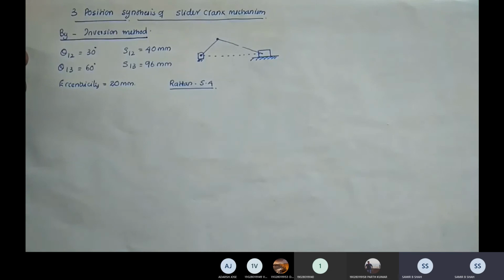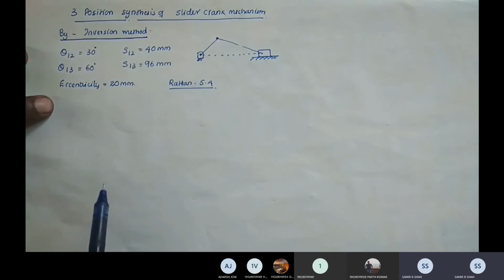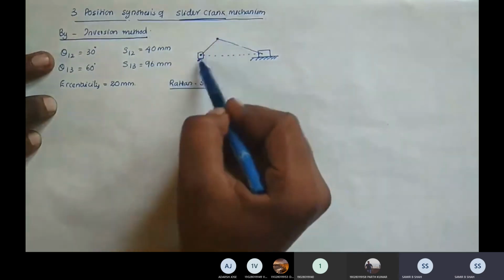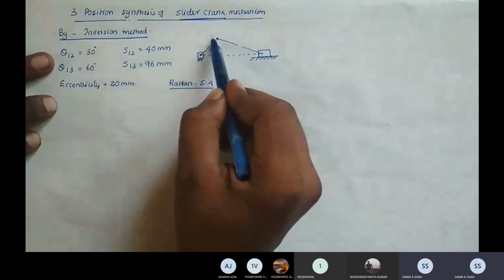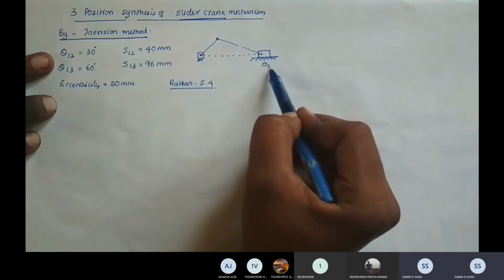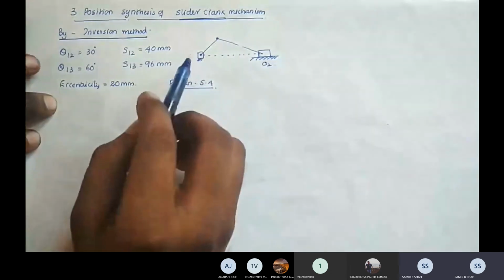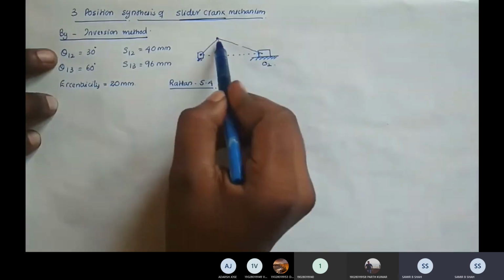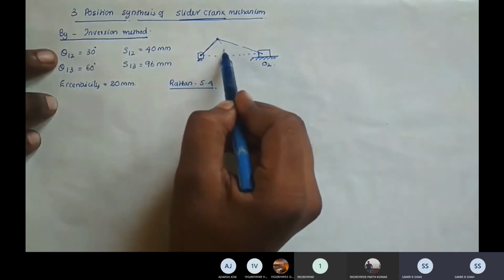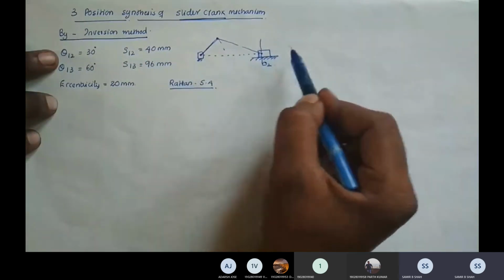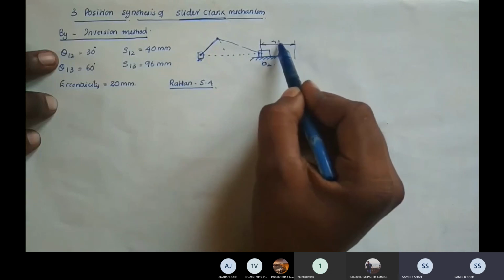Here I am taking a question from Rattan, exercise 5.4. What is our requirement? In a slider crank mechanism, if the crank rotates 360 degrees, or if the crank is moving, the slider will reciprocate on a surface. This is a slider crank mechanism. If the input link is displaced 30 degrees from the first to the second position, the slider should move 40 mm from the initial point. That means the slider should move from here to here. This is our second position.